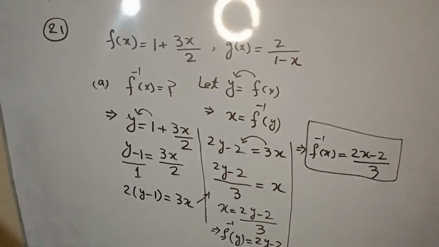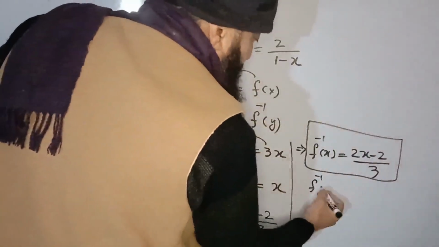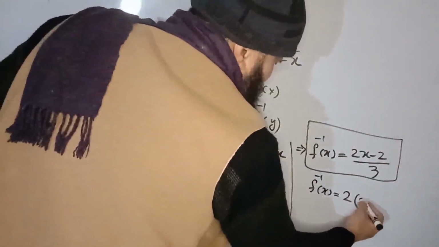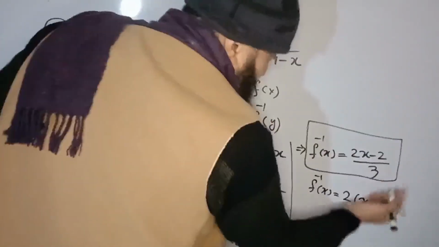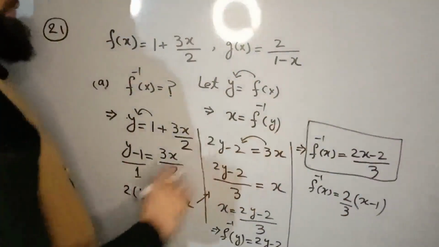B part is, you can also simplify it like that. It is correct, but you can also simplify it. If you take 2 common, then we'll get x minus 1 here, because 2 is common, over 3. If you don't multiply, simple, whatever you do, same answer.